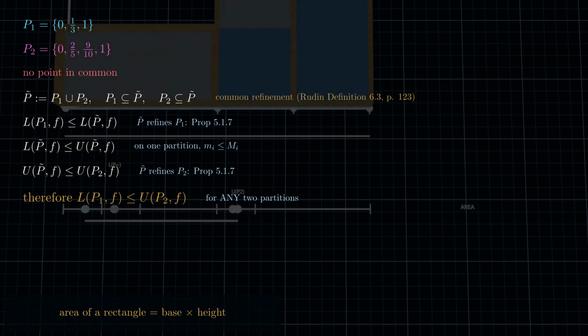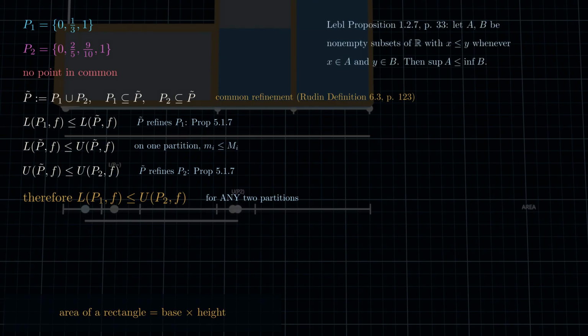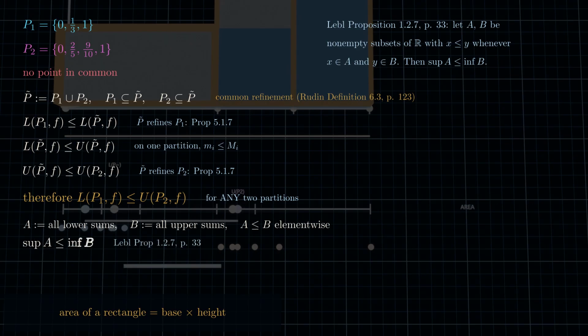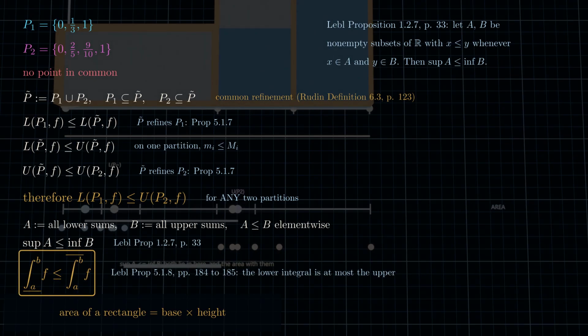One clean fact finishes it. Our Lebl's proposition 1.2.7. If every element of a set A is at most every element of a set B, then the supremum of A is at most the infimum of B. A is all the lower sums. B is all the upper sums. So the lower integral is at most the upper integral. A floor, a ceiling, the right way round. And the true area has nowhere to hide except between them.